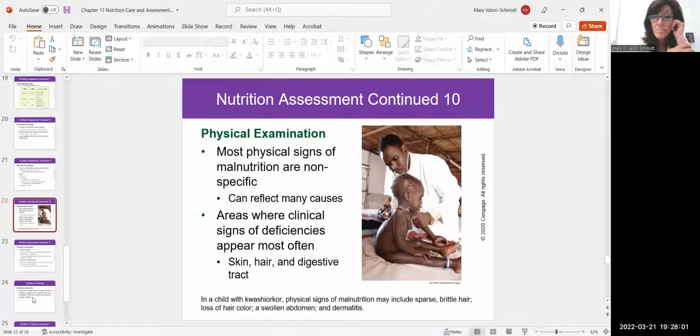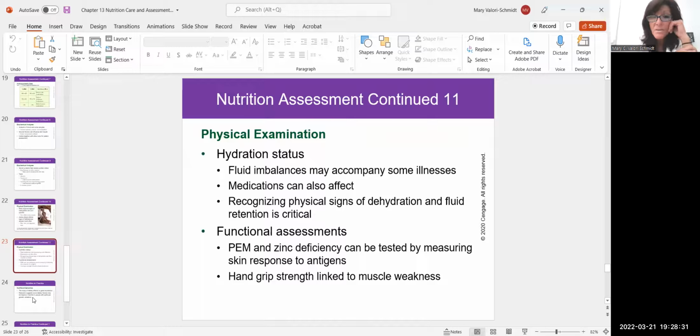Physical examination. Physical signs of malnutrition are kind of vague and ambiguous. They're not very specific. But really, the first things that you see are the skin, the hair, and the digestive tract, and also body shape over time will change. Like if you look at children that are in an area where there's malnourishment, they can have things like rickets, because of vitamin deficiencies and those kinds of things. So physical examination is important.